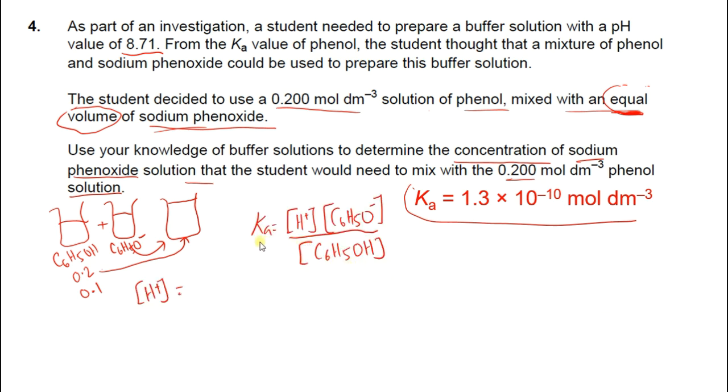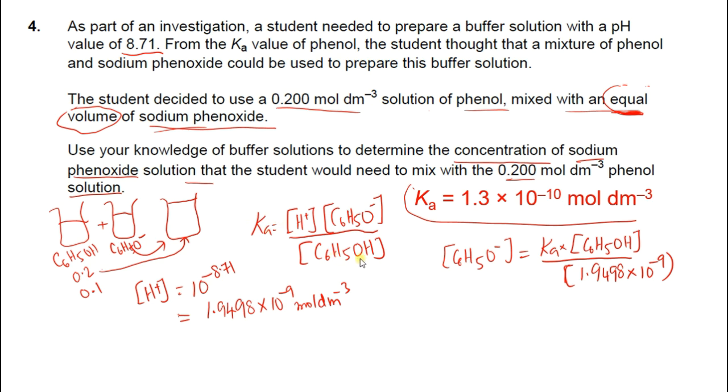Okay, so we can write Ka like so for phenol, like we did in the previous part. From the pH value that you're aiming to get, 8.71, or the student is aiming to get, you can actually get the hydrogen ion concentration. So from the Ka value, and also we now know the hydrogen ion concentration by doing 10 to the power minus 8.71. From the pH we know the concentration of hydrogen ion. Now you want the concentration of sodium phenoxide.